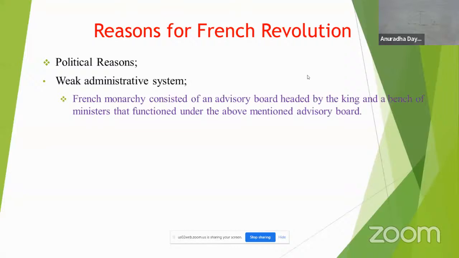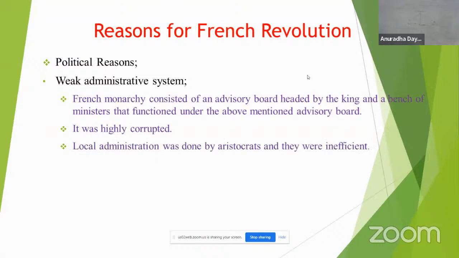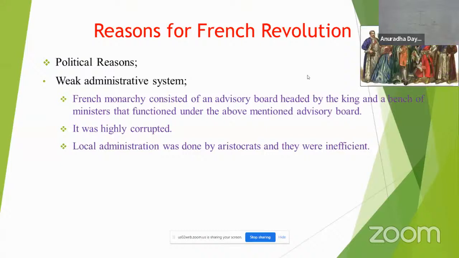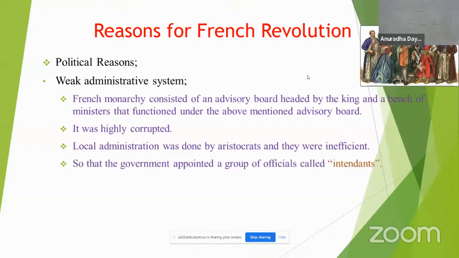And the French monarchy consisted of an advisory board headed by the king and a bench of ministers that functioned under the above mentioned advisory board. It was highly corrupt. Local administration was done by aristocrats and they were inefficient. Now see, in this picture, that is the advisory board. The government appointed a group of officials called intendants. Intendants were special officials appointed to collect taxes. They were also inefficient. They were also corrupt.